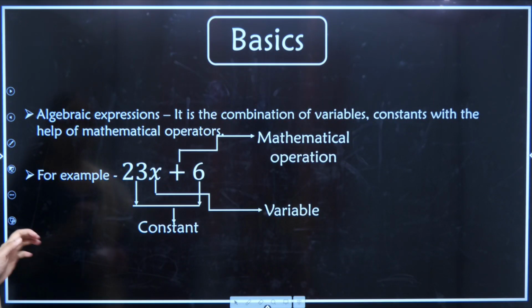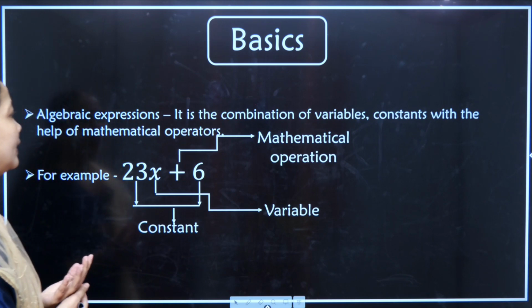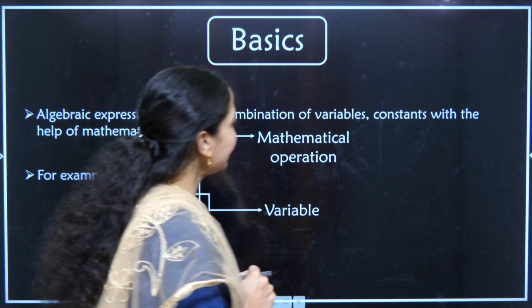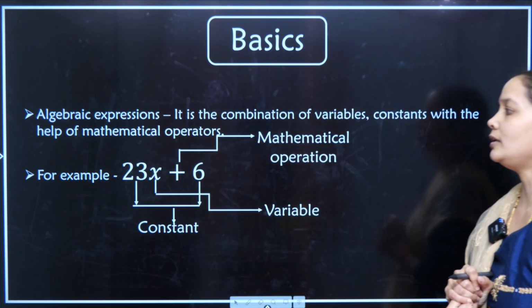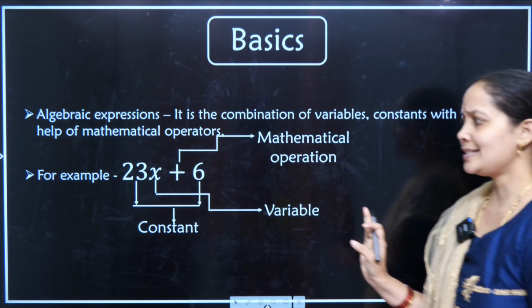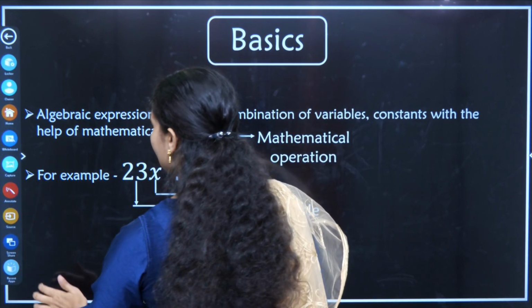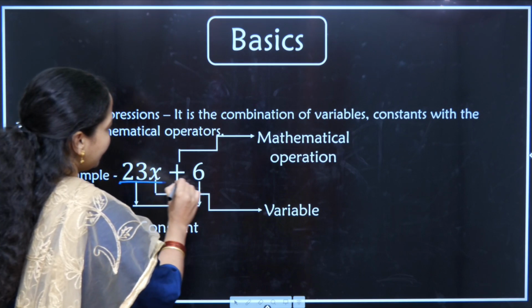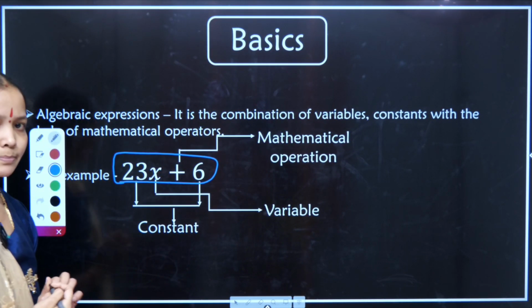First of all, what is meant by a polynomial? Quickly reading out, it's an algebraic expression. It has a combination of variable, constant with the help of a mathematical operation. Just taking the simplest example of a polynomial. The simplest example of a polynomial is 23x plus 6. The example taken here is 23x plus 6.